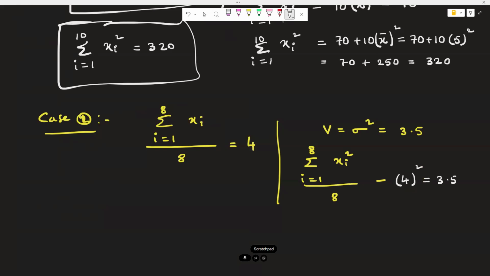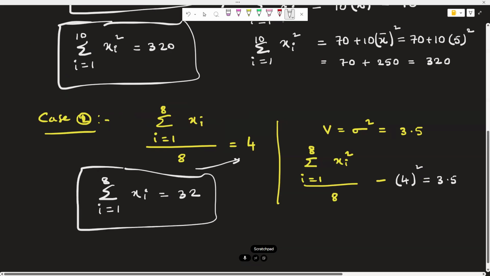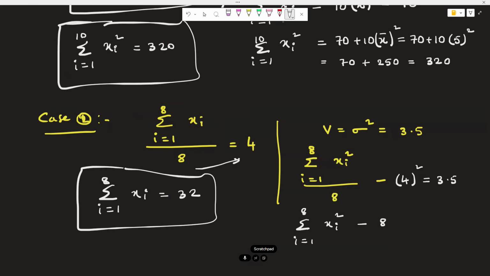Okay, so now we will do cross multiplication to figure it out. Sigma i equal to 1 to 8 xi is equal to 8 fours, which are 32. We have another equation. And here, sigma i equal to 1 to 8 xi square minus 8 into 16 is equal to 8 into 3.5.